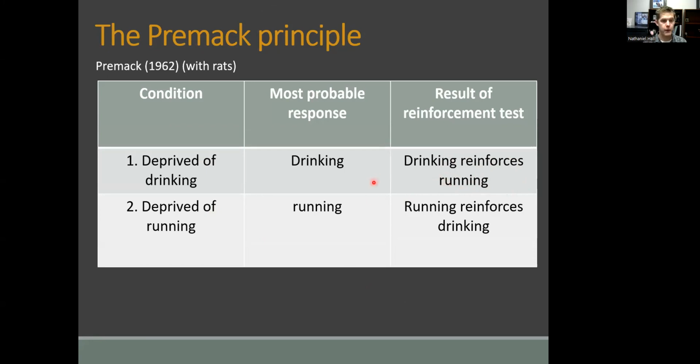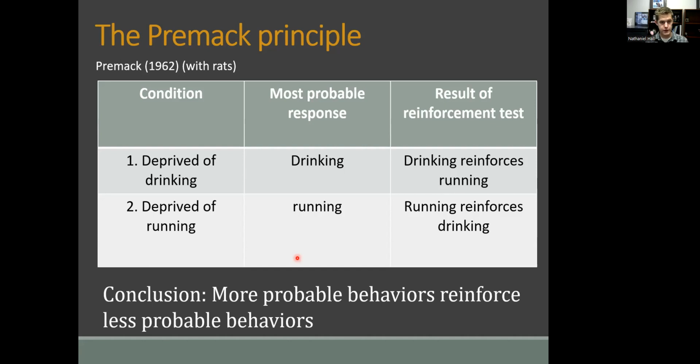Whereas you can get the opposite if you were deprived of running, that running will then reinforce drinking, meaning that you have to drink a little bit so that you can get access to the running wheel, that would unlock the running wheel. So drink, drink, drink, then you can run a little bit as the reinforcer, so that you can actually flip and rotate these different types of what's more reinforcing from the other based off of what is the most probable response. So the takeaway from this is that more probable behaviors can reinforce less probable behaviors.